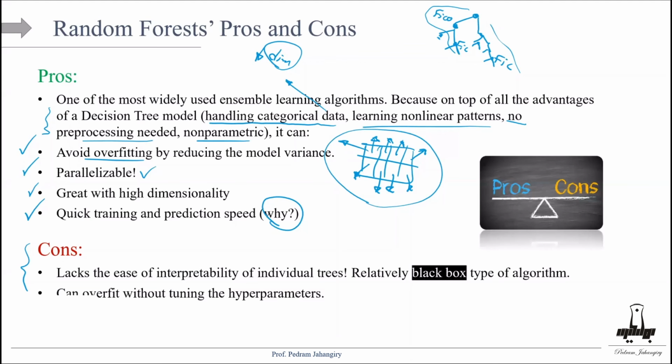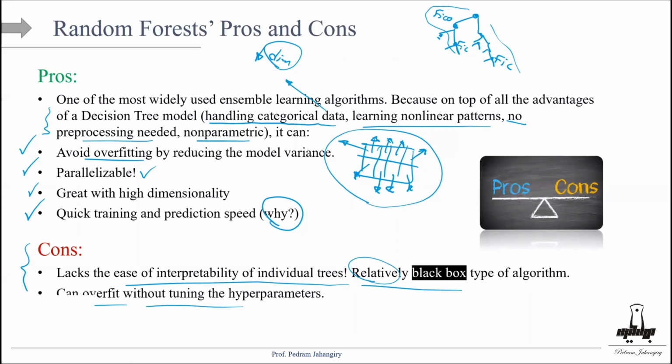It lacks the ease of interpretability of the simple decision trees, and it's relatively black box. Why relatively? Because again, we have the feature importance. We can rank the features, but we cannot say anything about the causality, the significance, the magnitude of the effect, and things like that. And finally, it can overfit without tuning the hyperparameters.